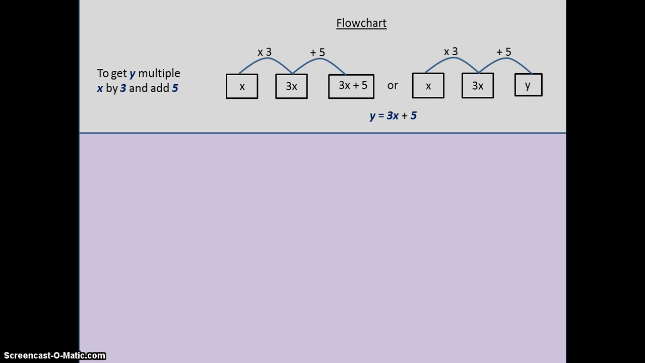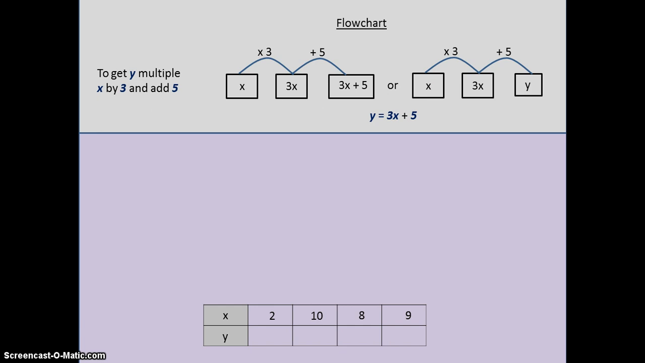Okay, let's have another look at some examples using a range of values for x. Okay, so here our table of values. Okay, this one is x equals 2, so how would that look? Okay, so we have 2 times 3, that will give us a value of 6, and then when we add 5, it gives us a value of 11 for y.